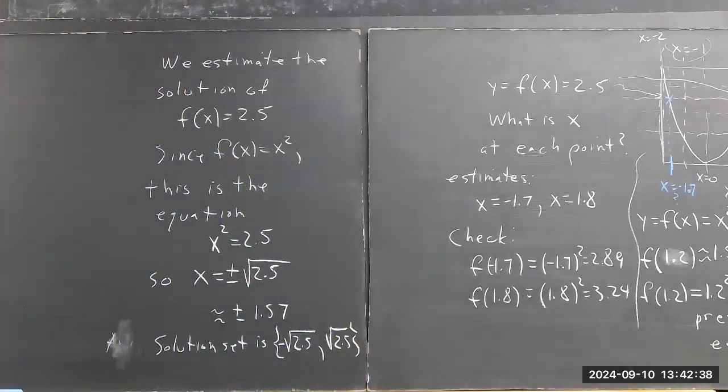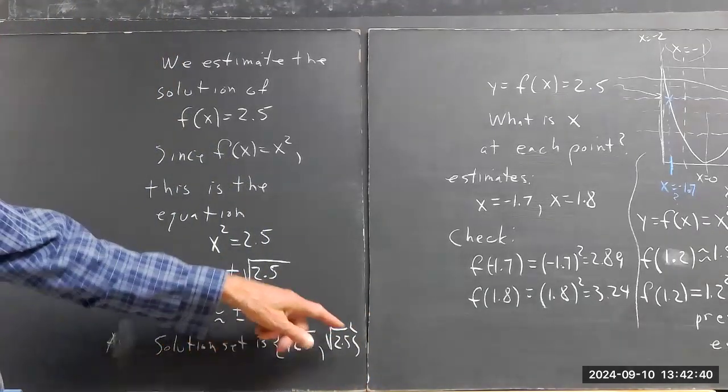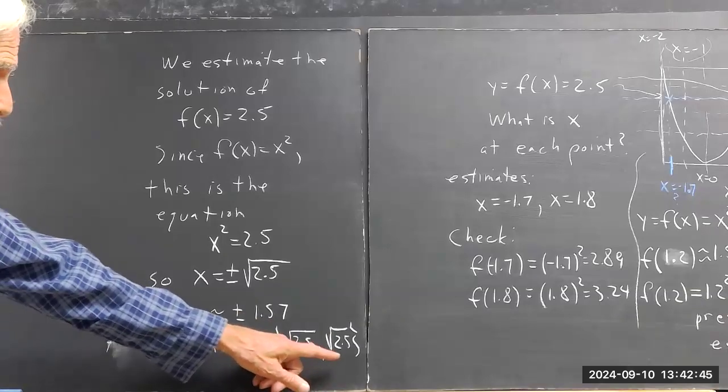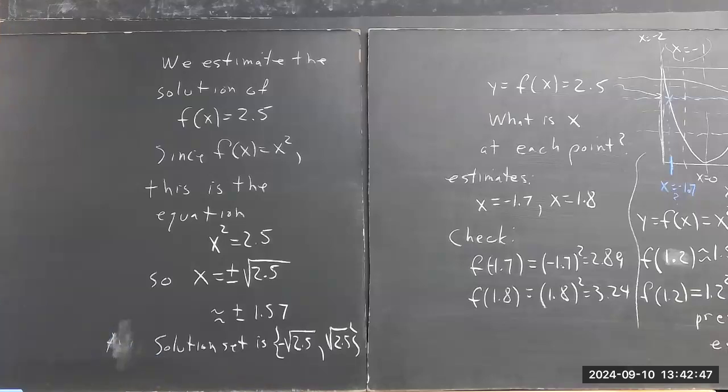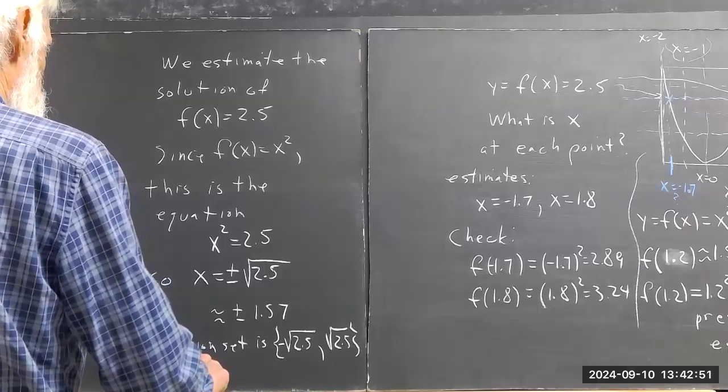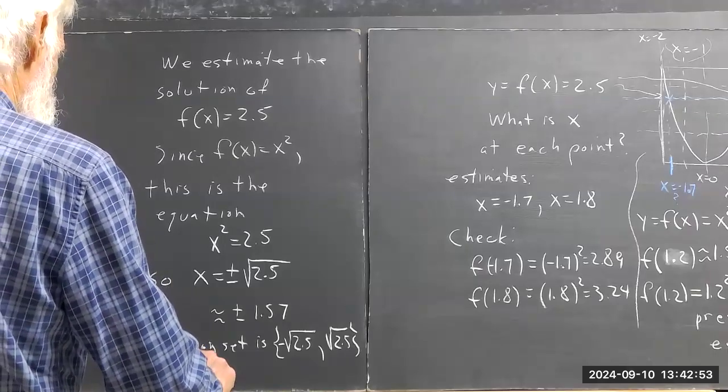There's the solution set. We list both solutions inside a set of set braces. Negative square root of 2.5, square root of 2.5. That's approximately equal. I use wavy equal signs for approximately.